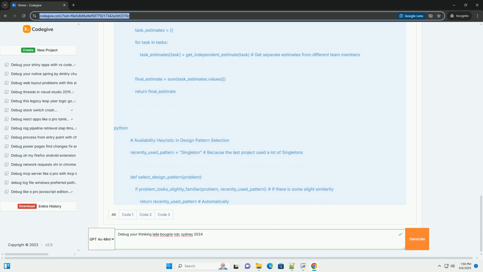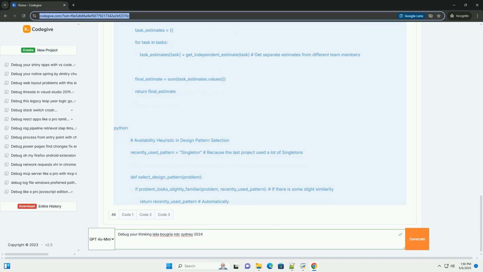Availability heuristic: overestimating the likelihood of events that are easily recalled, for example recent events or vivid events. Code example: choosing a particular design pattern because you recently used it on a successful project, even though it may not be the best fit for the current problem. Debugging: actively seek out data and information that is not easily available. Perform research, consult experts, and consider alternative solutions.